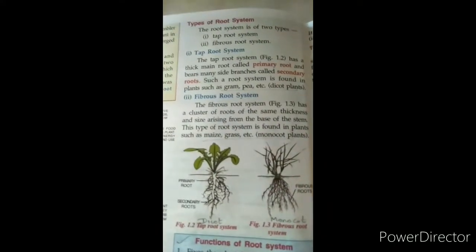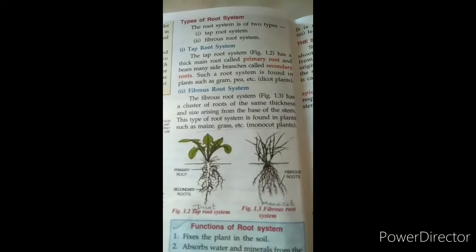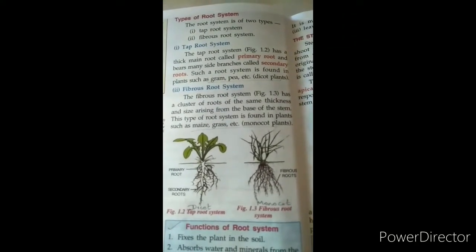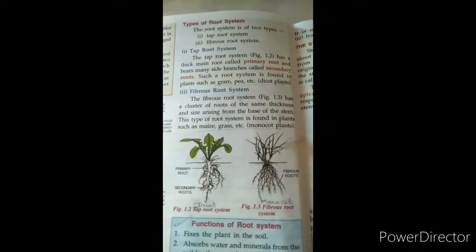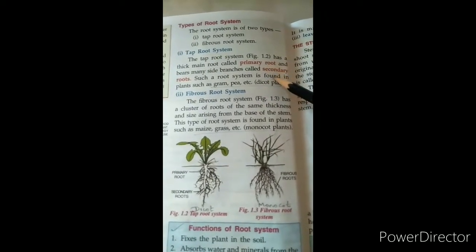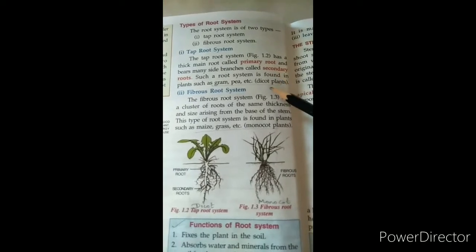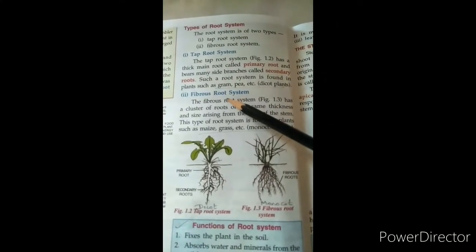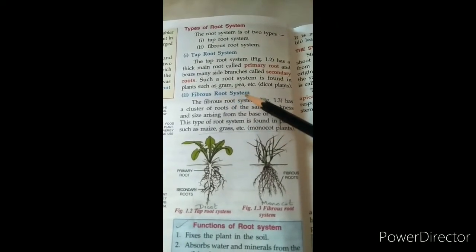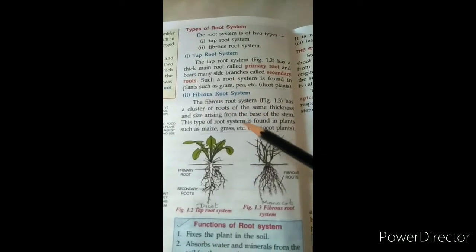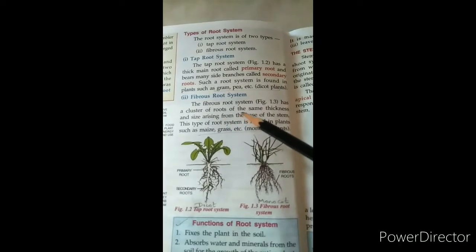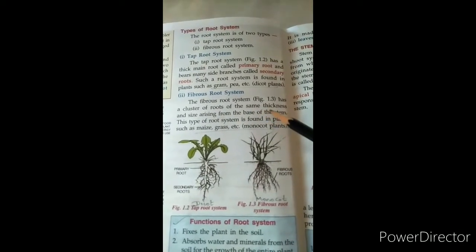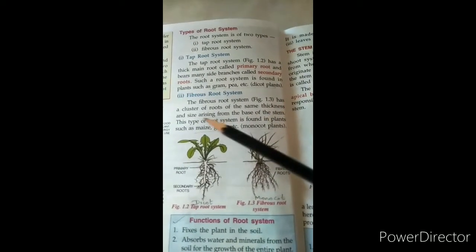I hope it is extremely clear by now that there are two types of root systems. Taproot, where there is a clear distinction between a primary root and a secondary root, is found in dicot plants. Fibrous root is the second type, where there is no clear distinction, because most of the roots come out in the form of a cluster. They are mostly of the same thickness and same size.